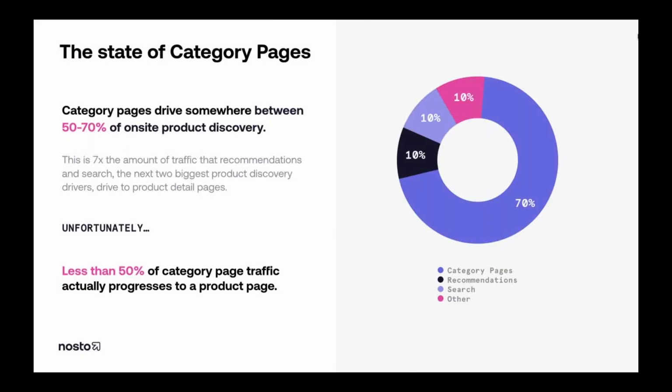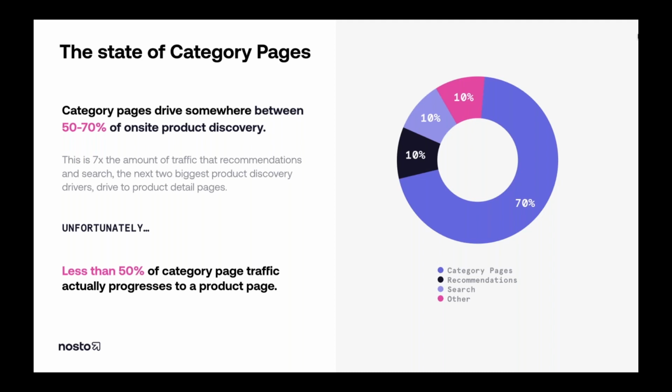Let's start with some numbers. You may or may not know that your category pages spark the majority of your customers' product discovery on site. So between 50 to 70% of on-site product discovery is made through category pages. This is actually 7 times the amount of discovery of the next best discovery tactics, which are search and recommendations. So it's one of the most important aspects of your site to optimize.